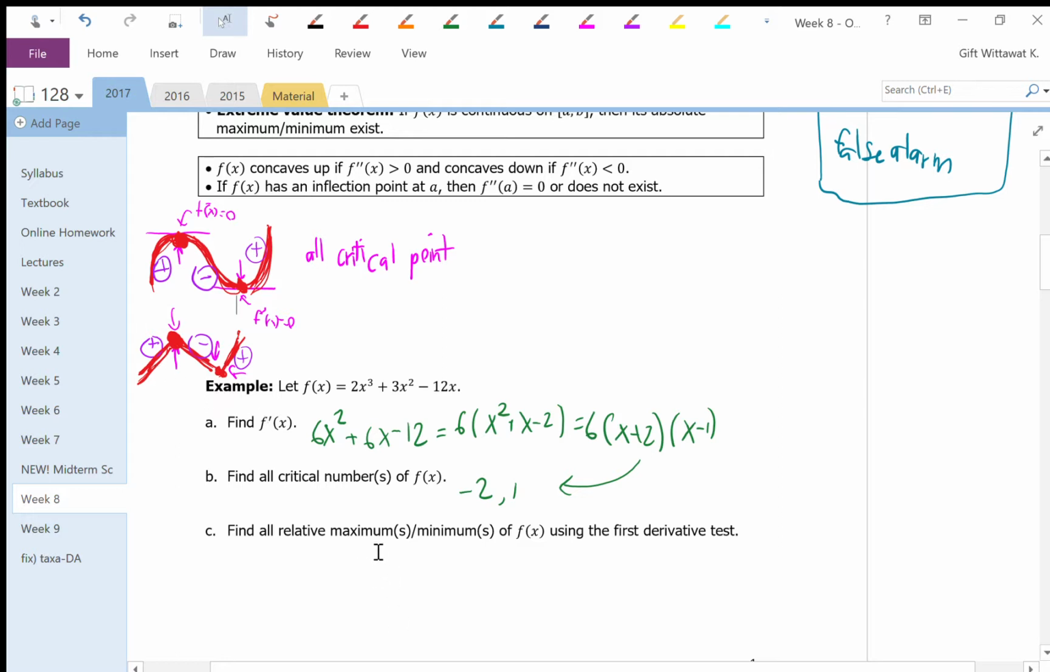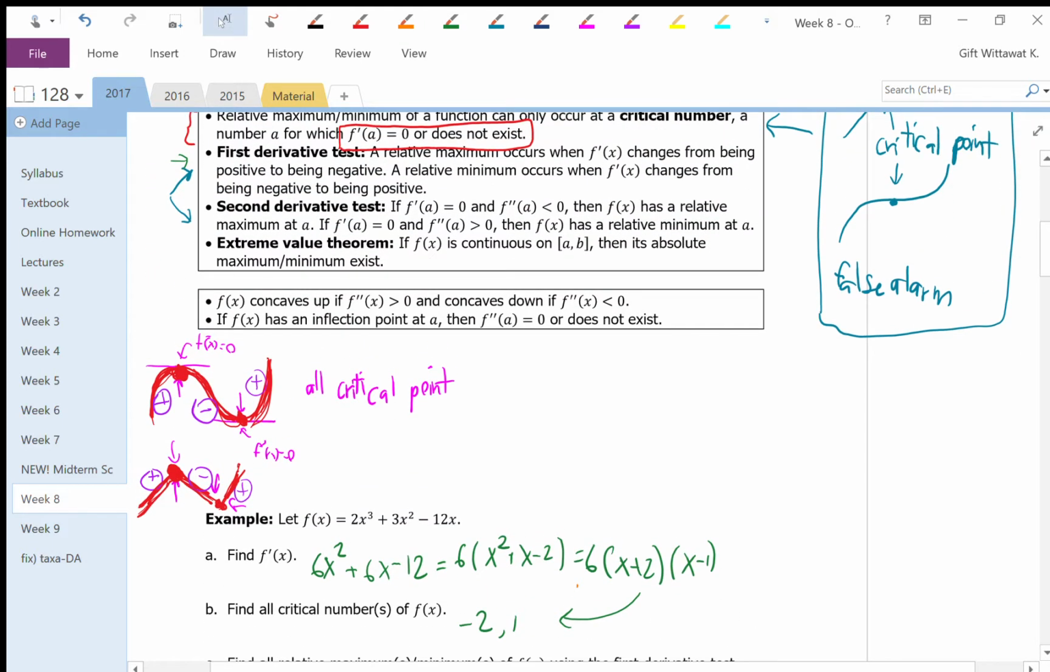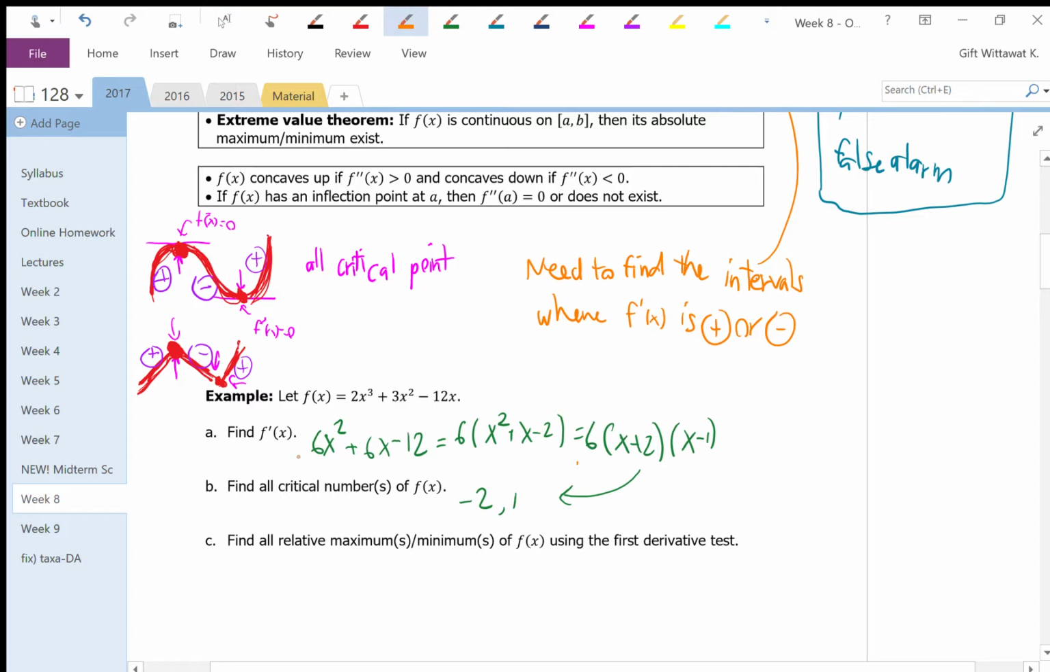So, if I want to use the first derivative test to identify the relative min and max of my function, I need to find the interval where f prime of x is positive or negative. And I already have the derivative here, so that should be pretty easy to find the interval where this guy is positive or negative.